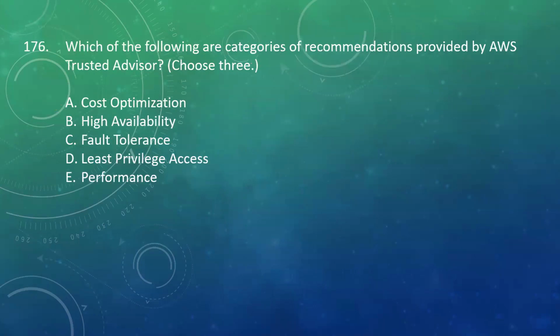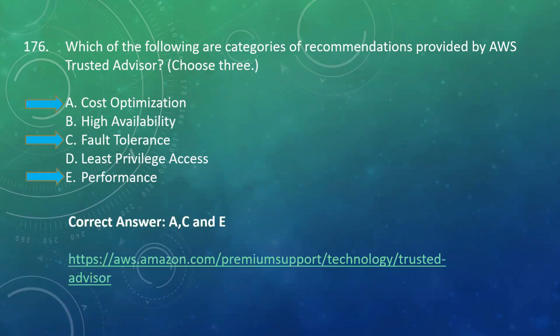Next question. Which of the following are categories of recommendations provided by AWS Trusted Advisor? You need to choose 3 options here. Now your options are cost optimization, high availability, fault tolerance, least privilege access, and performance. And the correct answers are now on your screen, which are cost optimization, fault tolerance, and performance.